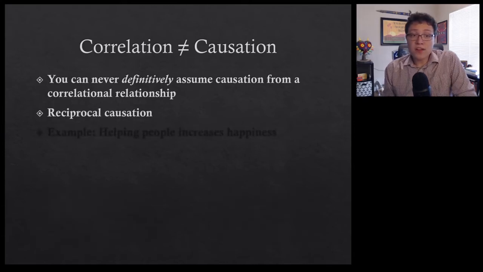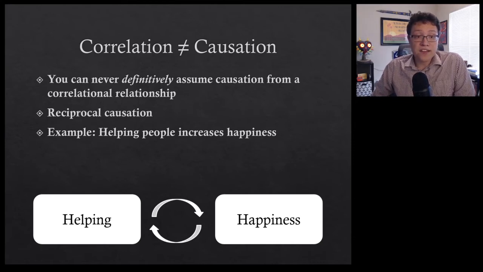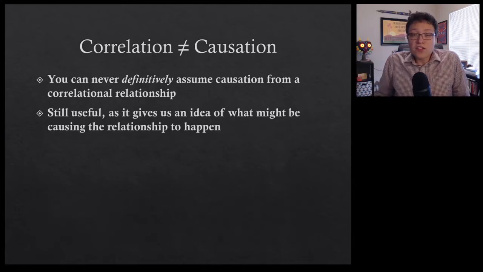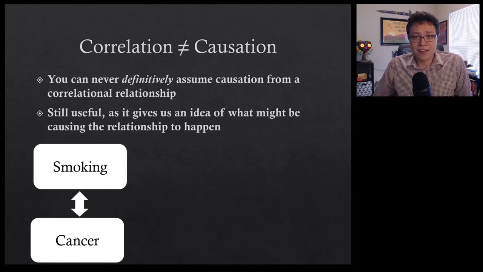Additionally, you can have things like reciprocal causation. So is it the case that helping people is increasing how happy you feel? Or maybe happiness increases how much you'll help? Or maybe it's both, right? That if you help somebody, you tend to be happier, and if you're happy, you tend to be helping. And this might be kind of a feeding cycle where as you do one, the other one also increases, and they both keep increasing. These are still really useful because they give us an idea of what might be causing the relationship to happen, right? We don't know exactly that smoking causes cancer, but we think it might be involved in this.